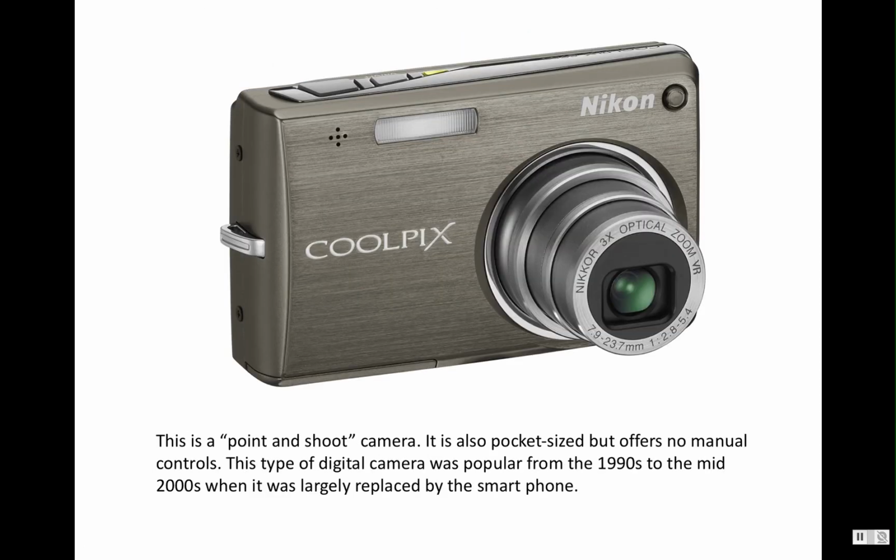Now, we don't really see these anymore, but this is what would be known as a point-and-shoot camera. Pocket size as well, but offers the photographer no manual controls whatsoever. You basically just point and shoot. You click the button, the camera has internal programming that takes care of everything else as much as it can. You don't really see these anymore because once smartphones came along, they were basically phased out.